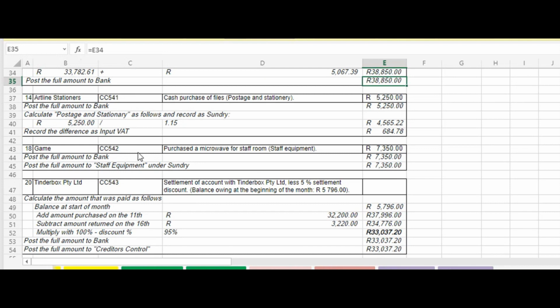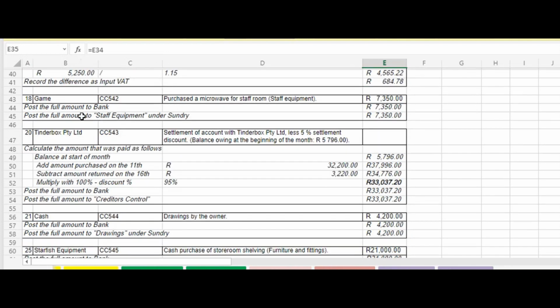Let's go to the next one. Okay, here it says we are now purchasing a microwave oven for the staff room from Game, and the account that we are going to post to is staff equipment. When we see staff equipment, we immediately know that VAT is not allowed. So we will simply post the full amount to bank, and we will post the full amount to staff equipment under sundry because we don't have a column for staff equipment. Now let's do that.